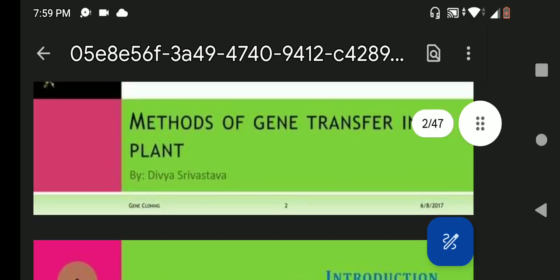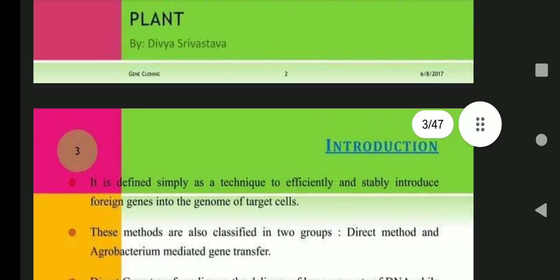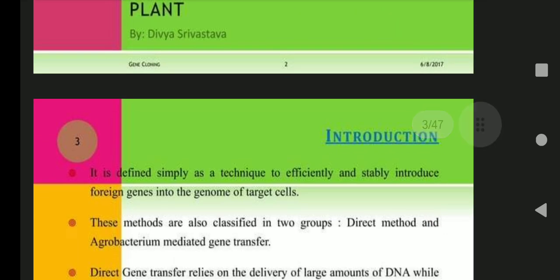Hello students, today we are going to discuss in detail the methods of gene transfer in plants. Gene transfer is a technique that effectively introduces foreign genes into the genome of target cells. There are various methods involved: the direct method and the Agrobacterium-mediated tumefaciens method. Apart from this, we make use of physical methods as well as chemical methods.